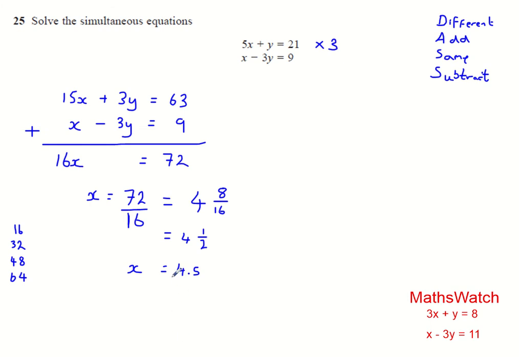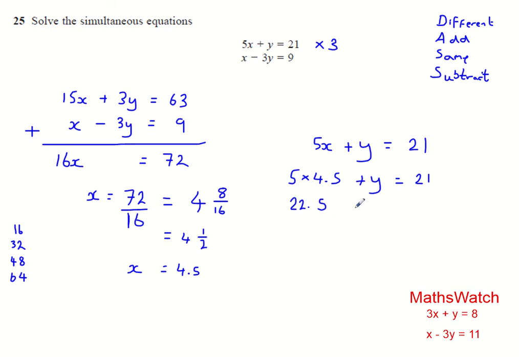Now that we know that, we can work out what y is. Now once again, you can do that however you want. I'm going to use the top equation. So we know that 5x plus y equals 21. We know that x is 4.5. So 5 times 4.5 plus y equals 21. 5 times 4.5 is 22.5, and once again you can do that however you wish. You could do 5 times 4 to give you 20, and 5 times a half is half of 5, which is 2.5, and add them together.